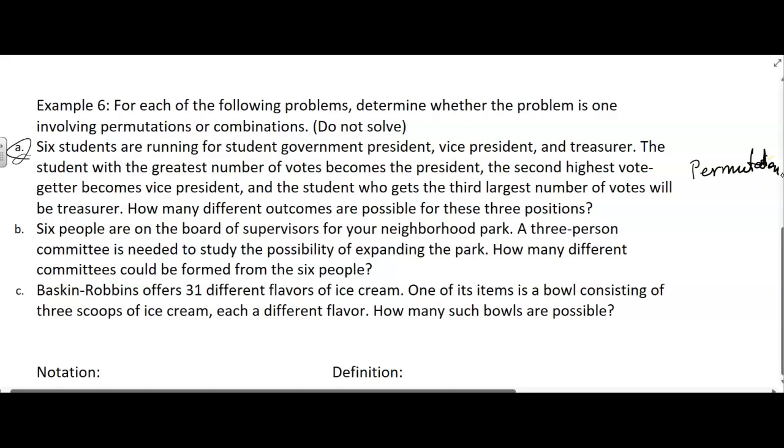Now B: 6 people are on the Board of Supervisors for your neighborhood park. A 3-person committee is needed to study the possibility of expanding the park. How many different committees could be formed from the 6 people? So it's the same group you're pulling the people from, 6. You're going to pick 3 of them. You can't repeat them. You have to have 3 different people on the committee. One person can't be on the committee twice. Does order matter? No, it doesn't. If you pick person A, B, and C, it's the same as if you picked B, A, and C. So this is a combination.